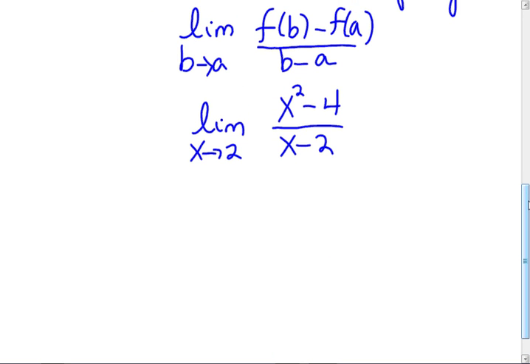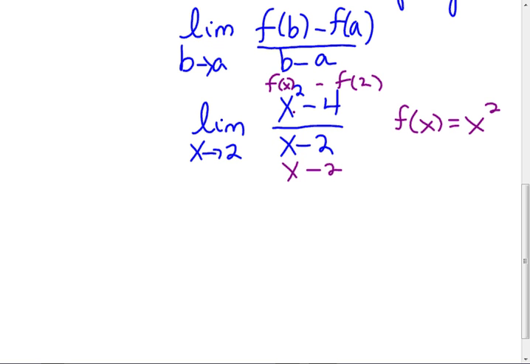Now, do you recognize that as a derivative? This is f of x. This is f of 2. And this is x minus 2. So f of x is equal to what? What's f of x? X squared. Where's the value we're going to find the derivative at?